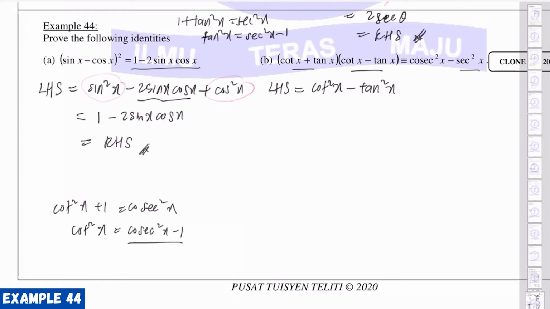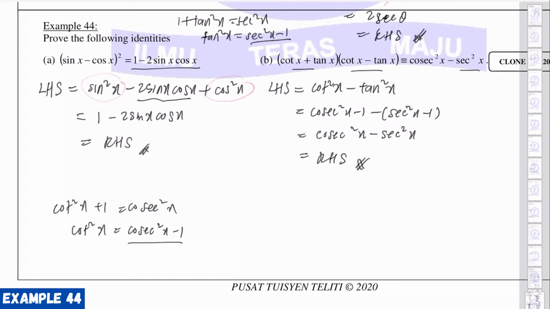So I'm going to replace this formula into these two here. So cotangent is cosecant square x minus 1. Tangent is secant square x minus 1. So when you multiply inside, the negative 1 minus 1 is just going to cancel each other out. And this is the same as my right hand side.